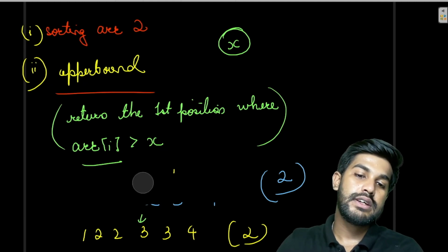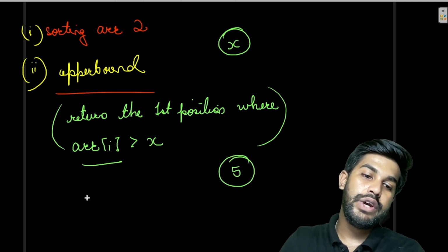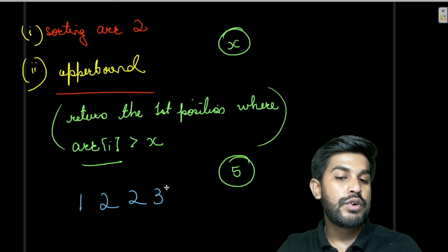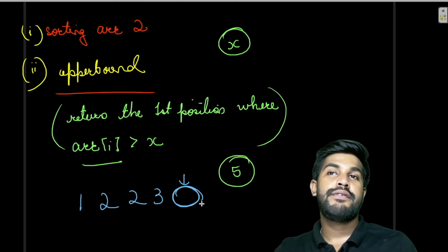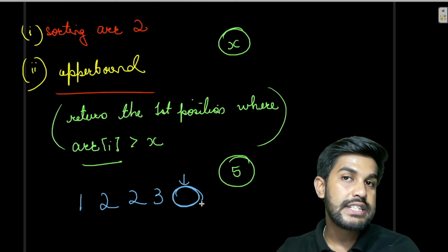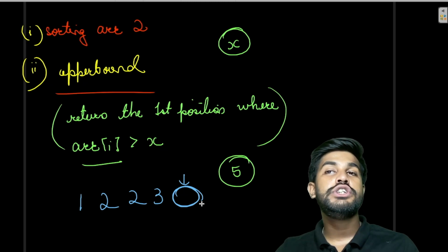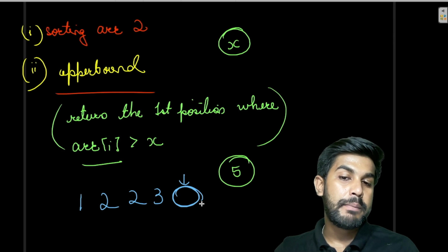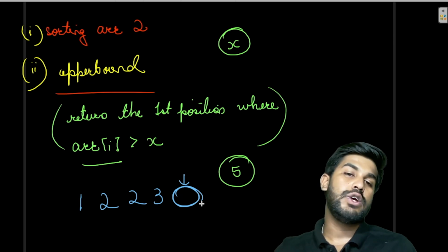Suppose we do an upper bound of 5 on 1, 2, 2, 3. It would position to the last element, after the last element. So if an element greater than the target is present, it would return its first occurrence. Else, if it is not present, it would return the position after the last position. So now we can use upper bound to calculate the number of elements less than or equal to.